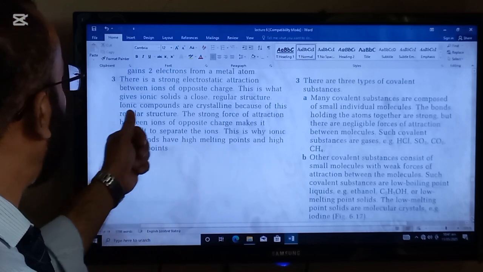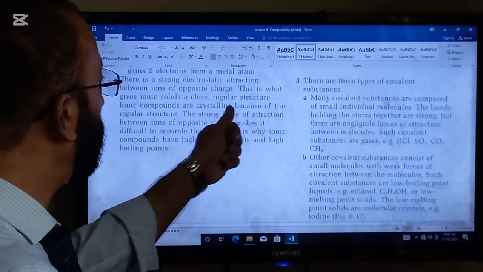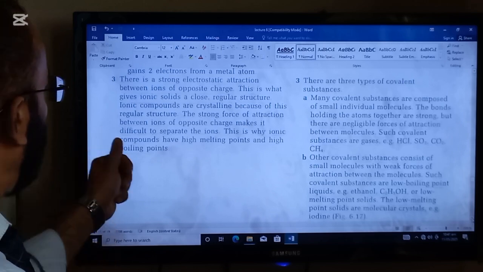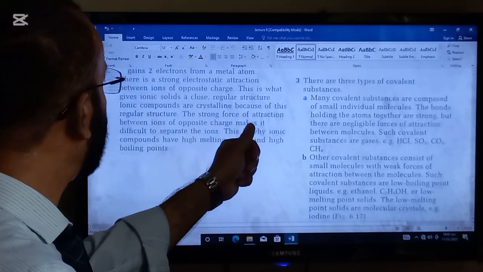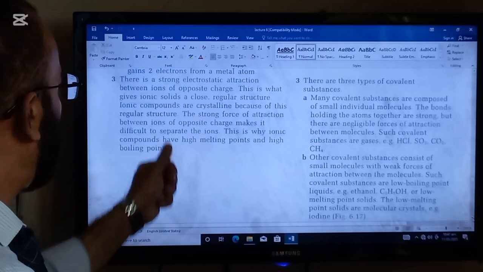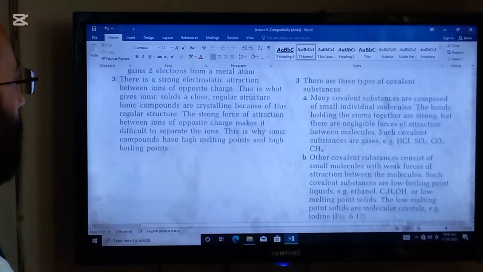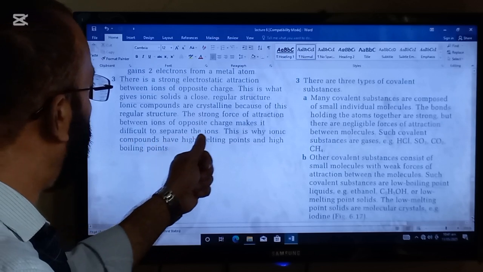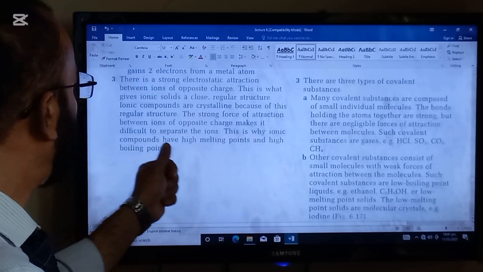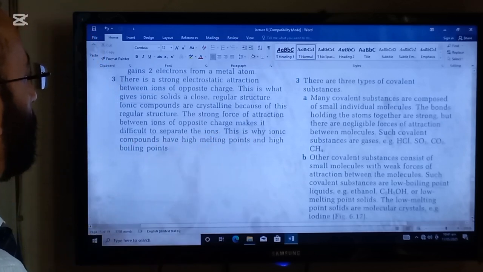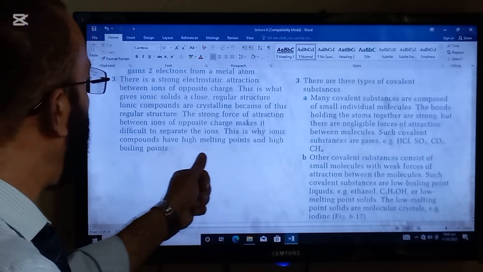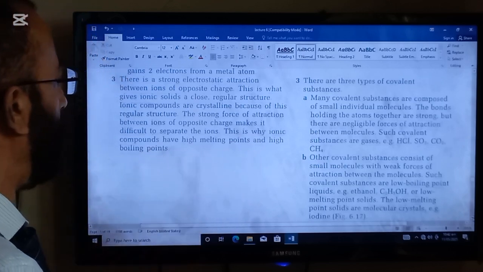This is what gives ionic solids a close, regular structure. Ionic compounds are crystalline because of this regular structure. The strong force of attraction between the ions of opposite charge makes it difficult to separate the ions. This is why ionic compounds have high melting points and high boiling points.